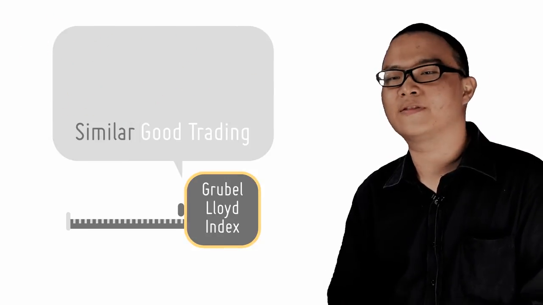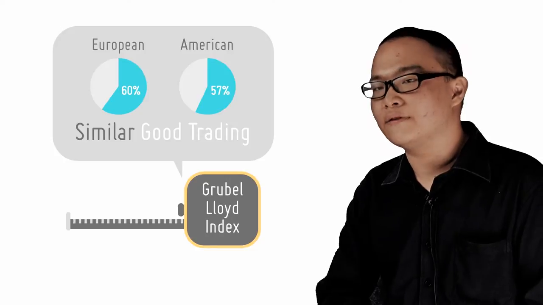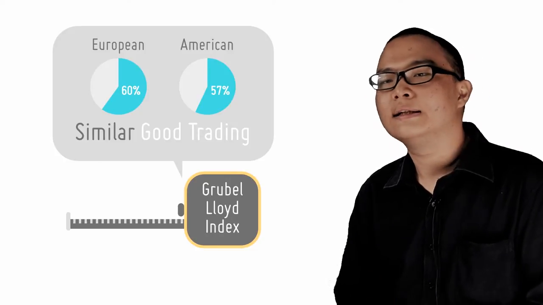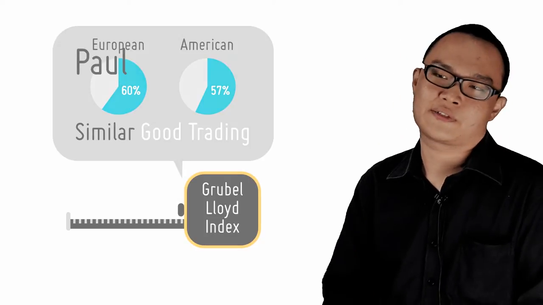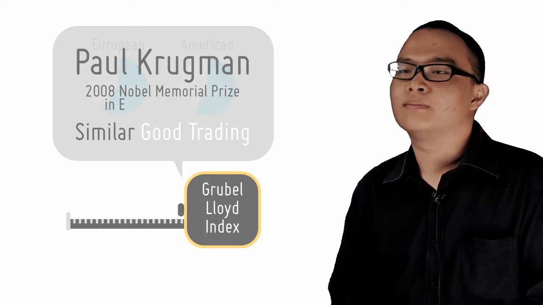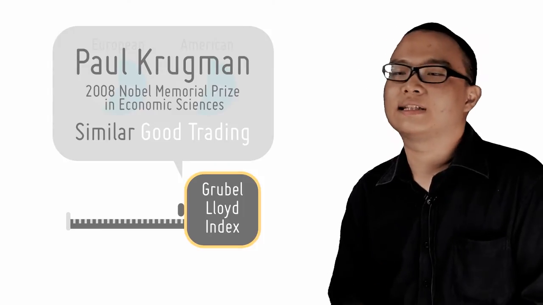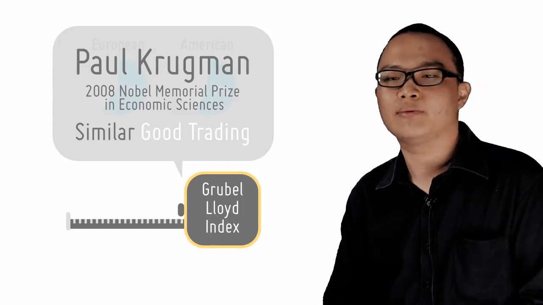But even if we account for methodology, over 60% of European trade and 57% of American trade is still IIT. This is a problem for comparative advantage theory. Paul Krugman bagged the Nobel Prize for cracking this code. His theory suggests that IIT can be accounted for with many reasons.